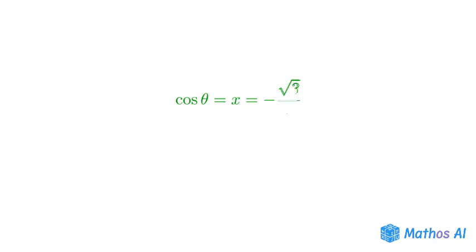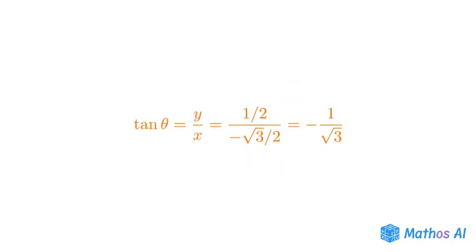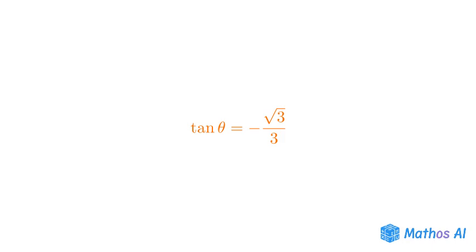The first 2 values are straightforward. Cosine of theta is simply the x-coordinate, and sine of theta is the y-coordinate. Next, we find the tangent of theta. It's simply the ratio of sine to cosine, which gives us negative 1 over the square root of 3. To make this look cleaner, we rationalize the denominator, transforming it into negative square root of 3 over 3.